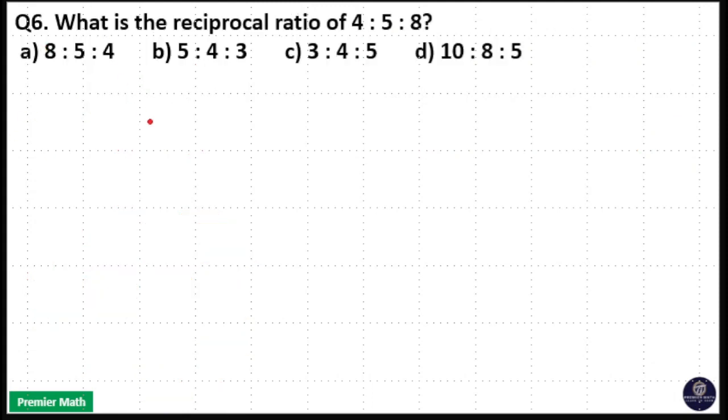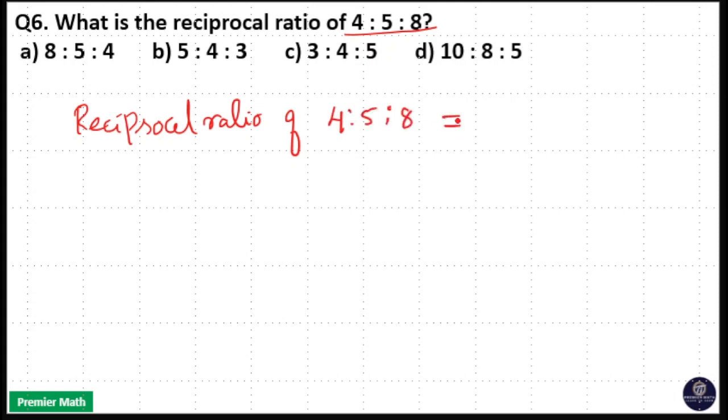Next is question number 6. What is the reciprocal ratio 4 is to 5 is to 8? To find reciprocal ratio, to get first place, we just multiply with second and third place. That is 8 into 5. To get the second place, we just multiply it with first and third place. That is 8 into 4.